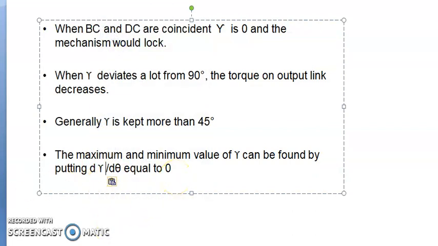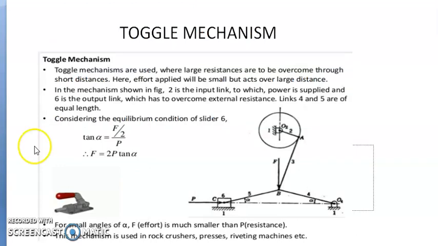So the transmission angle plays an important role in determining the output torque. Next we'll discuss some miscellaneous mechanisms. We will be discussing the cam mechanism in the third unit. Now we will discuss the toggle mechanism. The toggle mechanism is used where we apply a small force to overcome a large resistance.